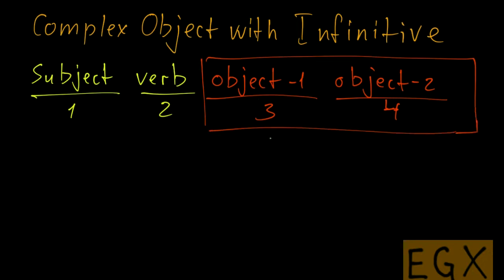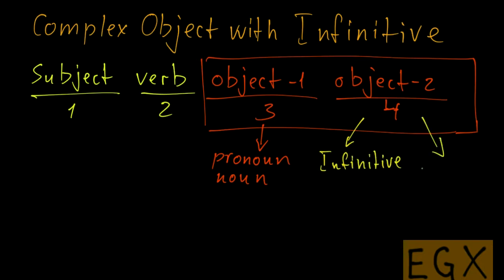We know that object number one can be a pronoun or a noun or even a gerund. But what about object number two? What is this? It can be an infinitive, and it can be a participle. As for the participle, I will talk about it in the next video, and now I want to talk about the infinitive.